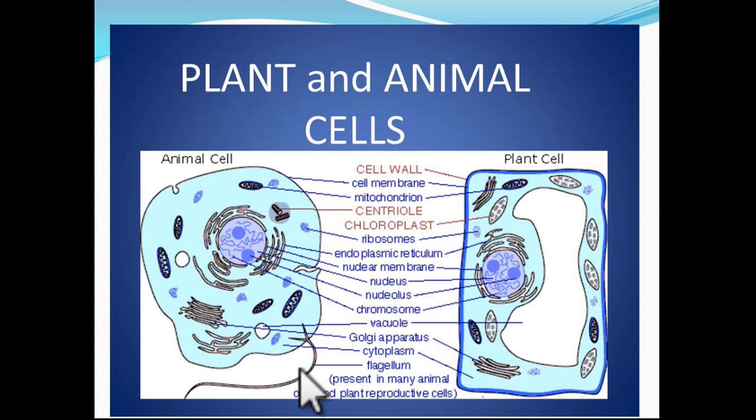Flagellum is present in many animal cells and plant reproductive cells only. One more thing, vacuole is very small in case of animal cell whereas it is big in case of plant cell. I will be showing you some of the organelles here children. Cell wall, cell membrane you can see. Nucleus is there, here it is in the center in animal cell, but in plant cell what happens, the vacuole is very large.